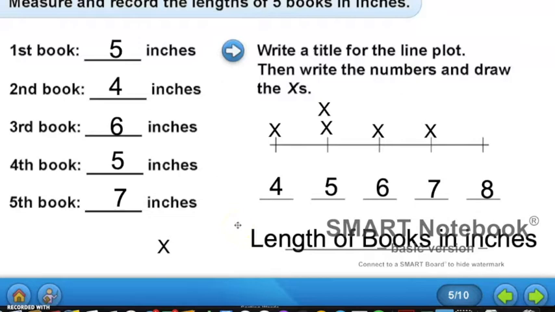And then once you make your line plot, you might be able to answer certain questions about your data. So for example, one question might be, how many books were 5 inches? You would look at your line plot, look at the number 5, and you can see that there are 2 X's there. So that means that there were 2 books that were 5 inches. You might get asked what book was the shortest length in inches, and you can say 4 because 4 is the smallest number we have on our line plot. So there are a lot of different questions that you can answer when using a line plot in math.